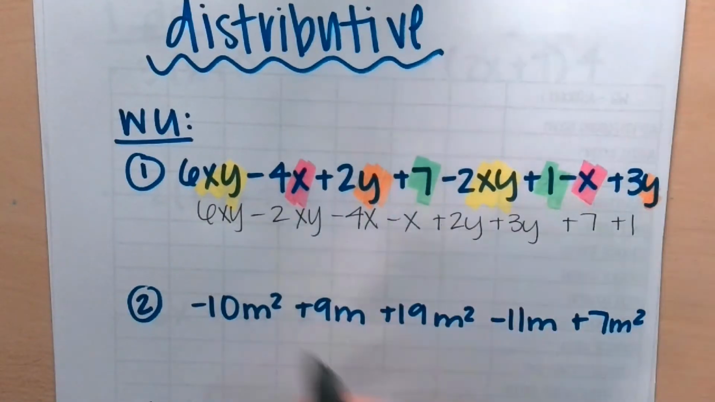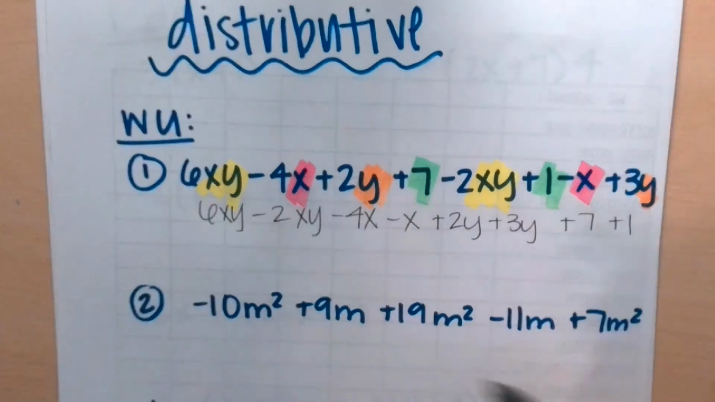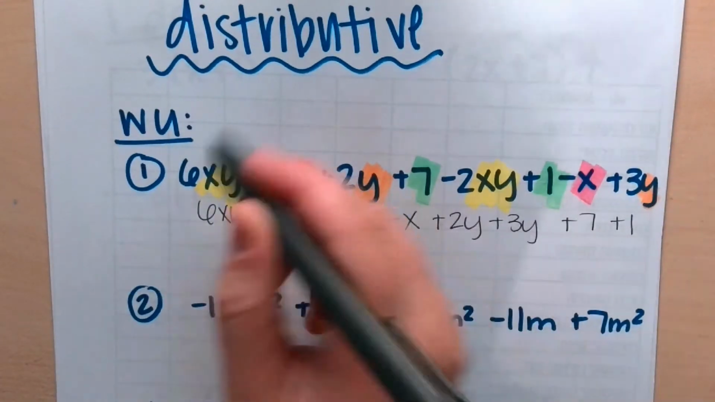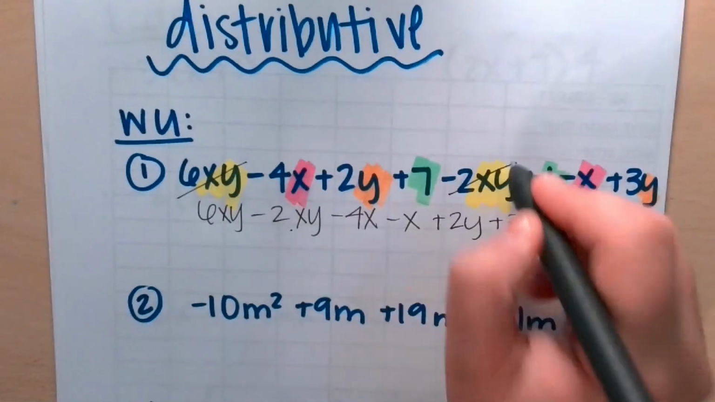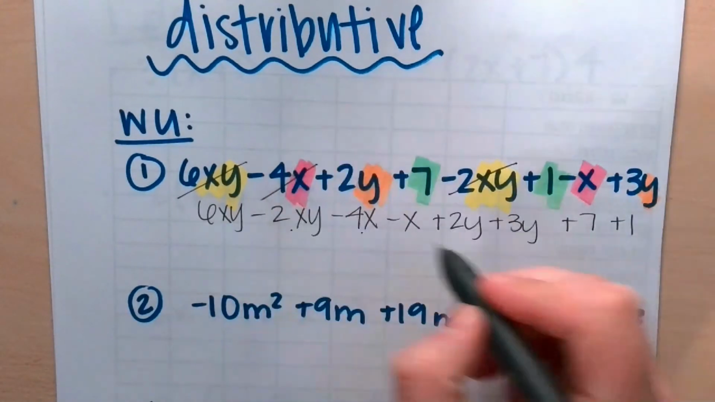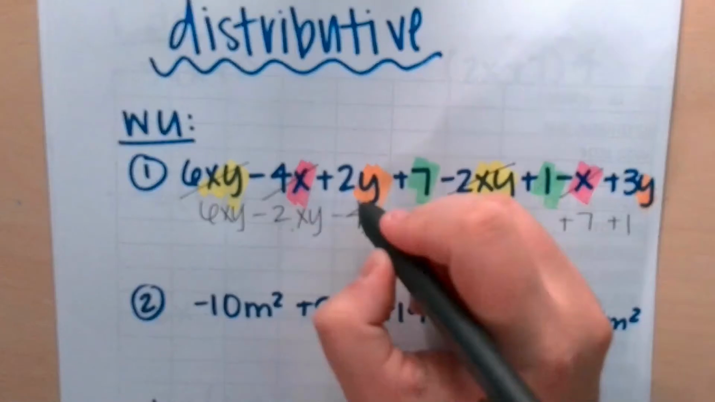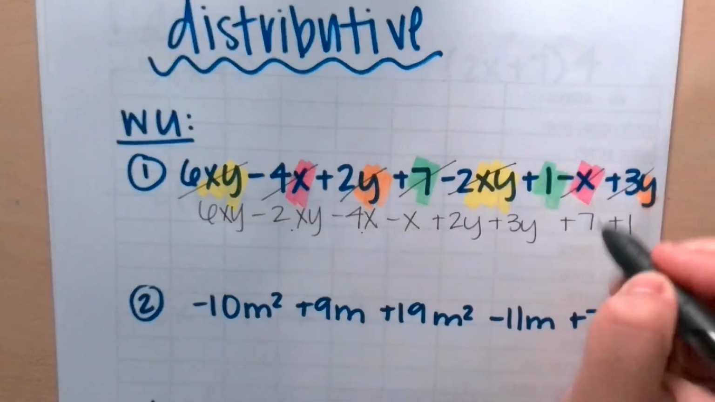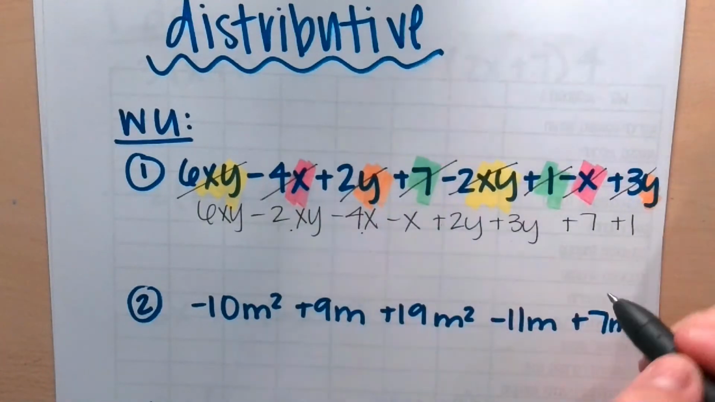And when I rewrite them, I like to, as I'm going, sometimes cross them off to make sure that I have all of my terms there. So 6xy minus 2xy minus 4x minus x plus 2y plus 3y plus 7 and plus 1. Just make sure that we didn't miss anything, right?